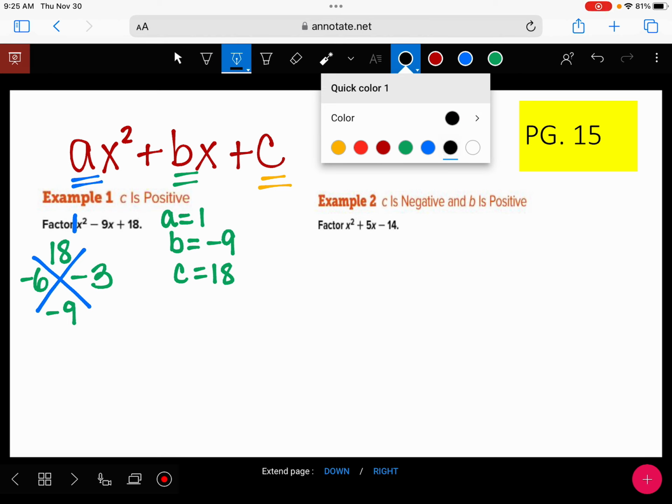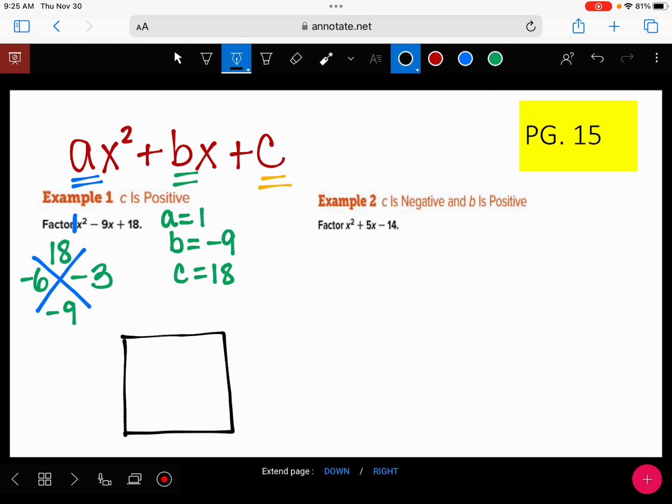All right, so now we're going to make our box. I want you to make a box, just like so. Now, instead of putting the stuff on the outside, we're going to put it on the inside. In this first box, top left is always going to be AX squared. So I'm going to put this 1x squared right here. It's always top left.